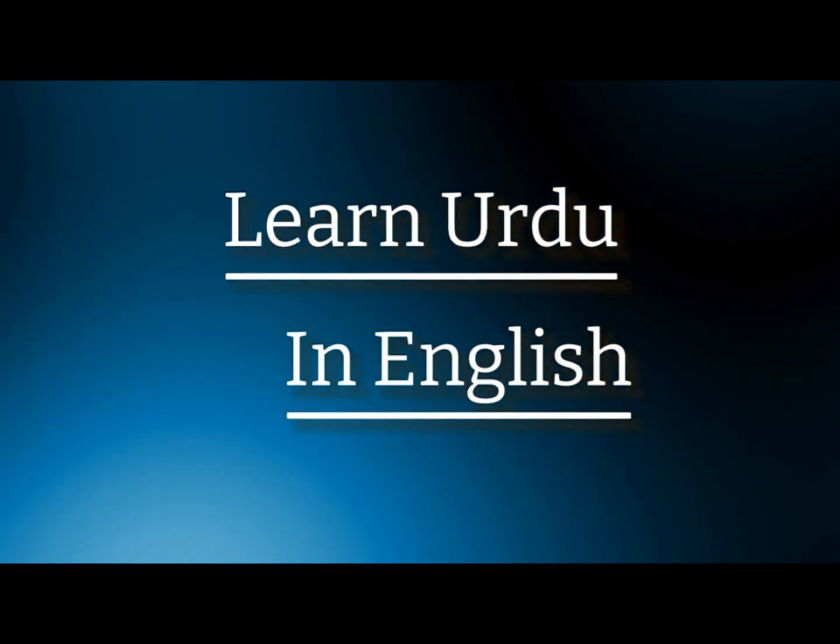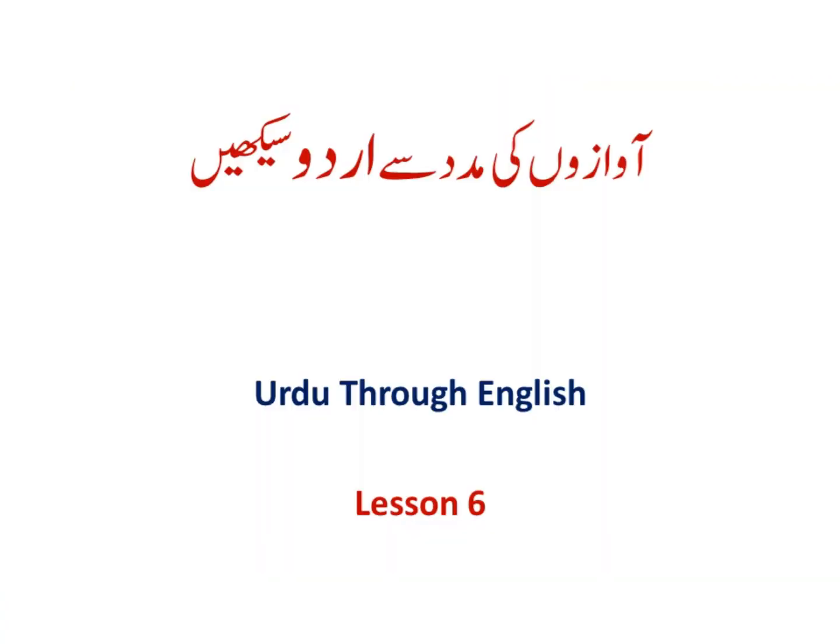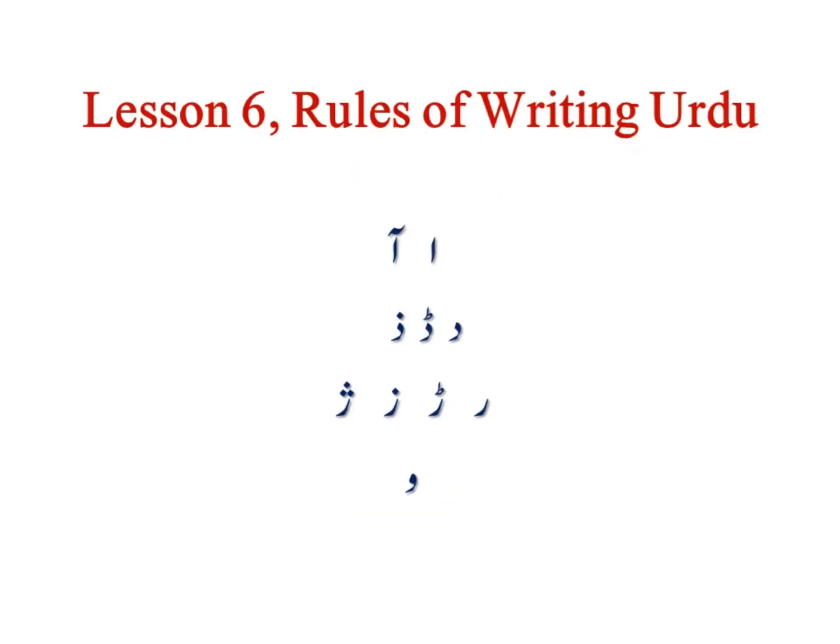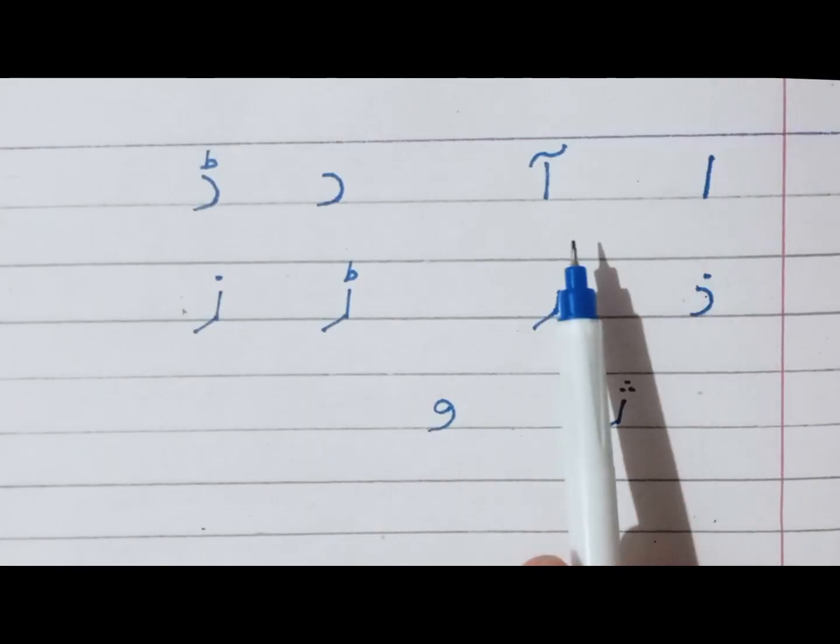Dear students, in the Urdu language we make words by joining the half shapes of alphabets. But there are some alphabets after which we cannot join any letter. In this video we will learn about these alphabets. Let's get started. There are 10 letters in the Urdu alphabet after which we cannot join any letter.